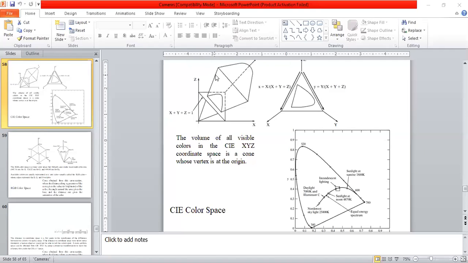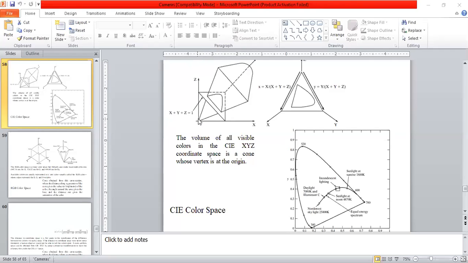Within this space, it is believed that all the colors visible to our human eye will lie only within this cone, the conical surface. So the cone is nothing but the volume of all visible colors in the XYZ space, and the vertex of the cone will be at the origin.